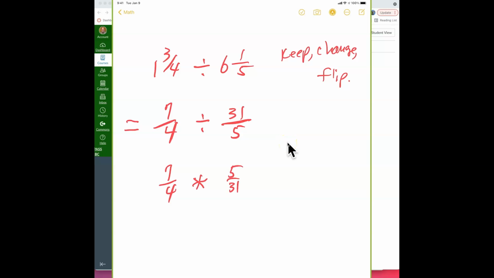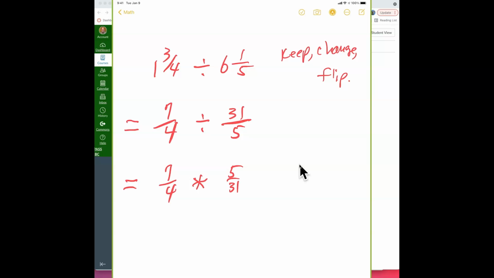And if you are unfamiliar with any of those terms, please try Googling them at Khan Academy, and you can see a video explaining what those mean. Otherwise, you can contact me also. Now it's just a regular multiplication problem. So if you have trouble getting from 1 3/4 divided by 6 1/5 to this 7/4 divided by 31/5 to the equivalent expression 7/4 times 5/31, then consider reviewing fractions a little bit more.